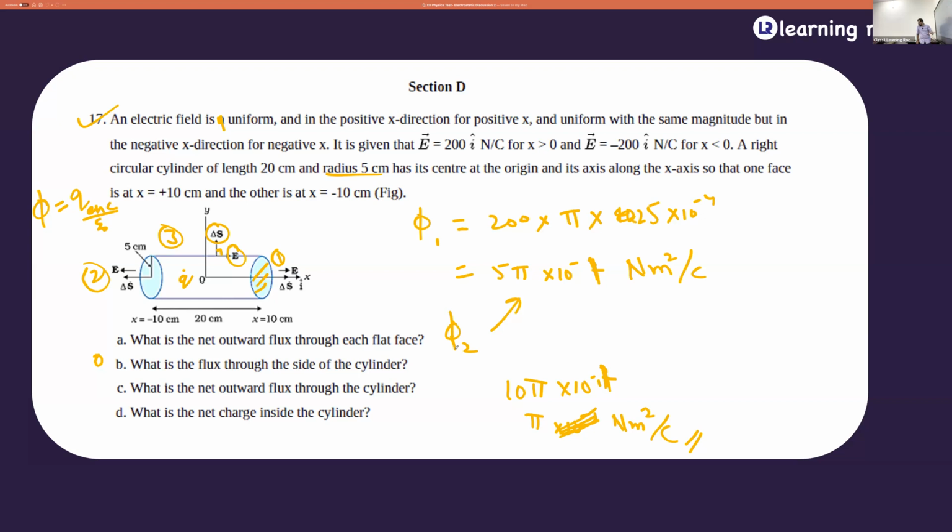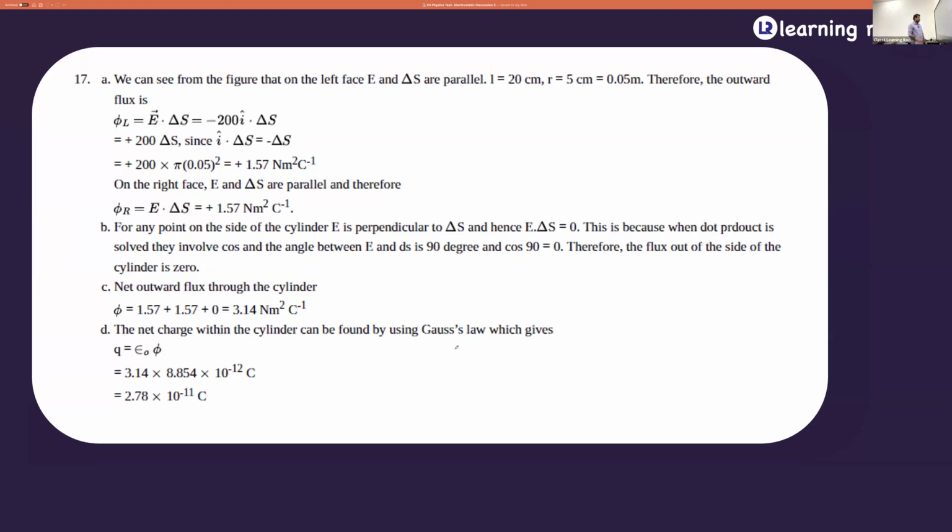This question. Is your paper here? You left it here? I'll check it. So what is the net charge inside the cylinder? So this is going to be the value.